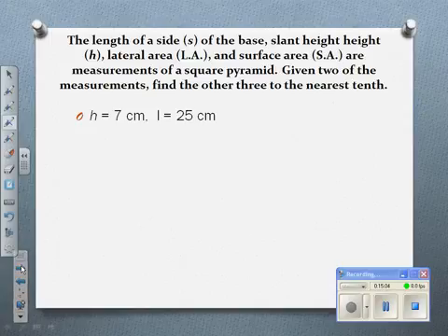So here, in this example, we're going to do some other things. We said the length of the side of the base, slant heights, and all of this are given of a square pyramid. So we want to find the other three to the nearest tenth. So we're given the height and the slant height. So we need to find the side, the lateral area, and the surface area of a square pyramid.